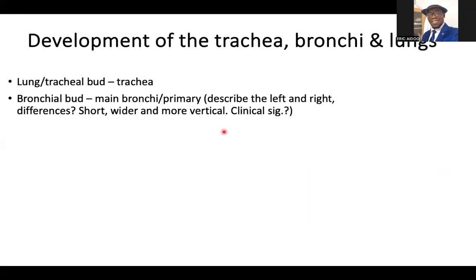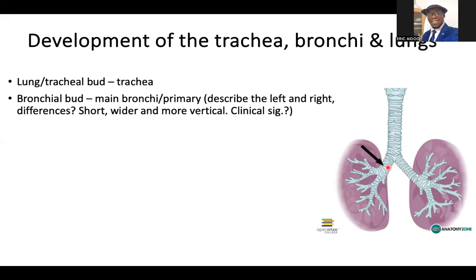Now we want to look at the development of the trachea, bronchi, and then the lung. So the lung or trachea bud will give the trachea. Then you have bronchial bud, which will form main bronchi or the primary bronchi. The clinical significance is that when there's an inhaled object, it is likely to be found in the right and not the left bronchi. So this is what we are talking about. This is wider, it is shorter, and then it is more inclined vertically compared to the left one, which is longer than that, and then it's also a bit constricted compared to the right one.